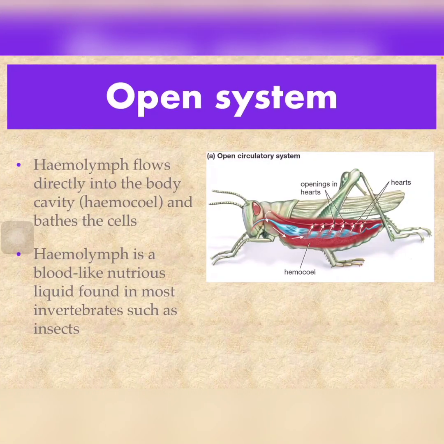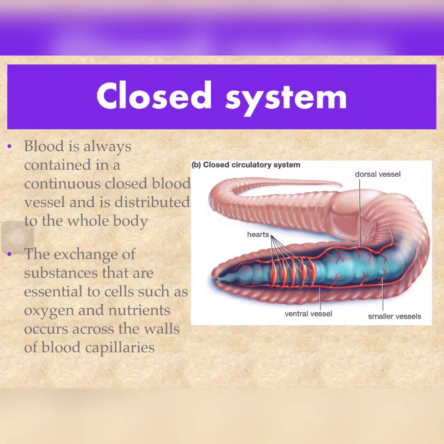In open circulatory systems, hemolymph is a blood-like nutritious liquid that flows in a part of the circulatory system. In other parts, hemolymph will diffuse out into the body cavities and surround body cells. In closed circulatory systems, blood is always flowing in blood vessels of different sizes and wall thickness. The blood pumped by the heart does not diffuse out into the space between cells. The exchange of substances that are essential to cells, such as oxygen and nutrients, occurs across the walls.